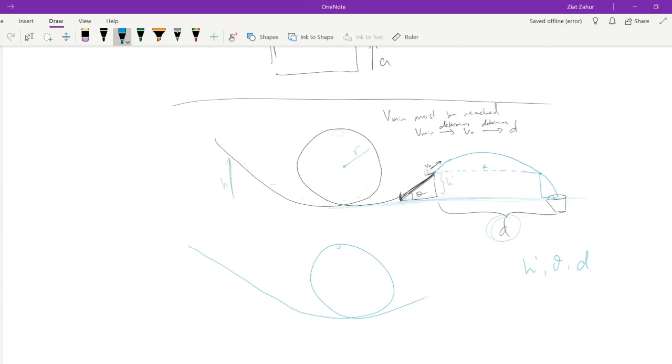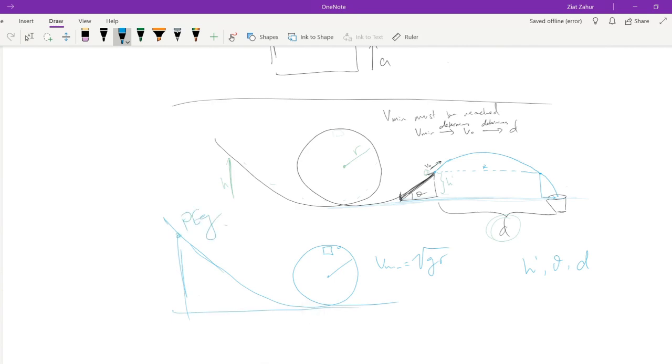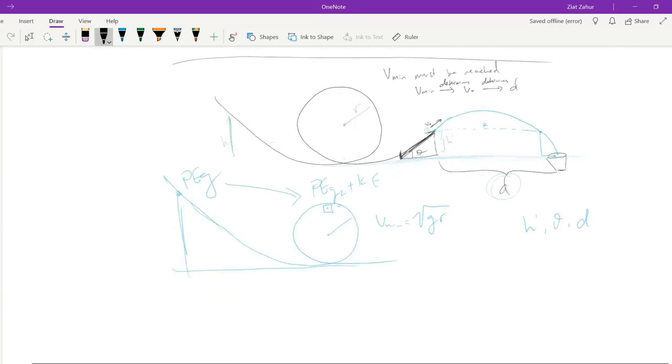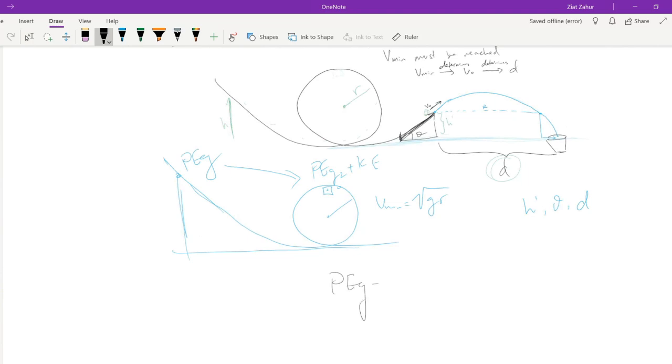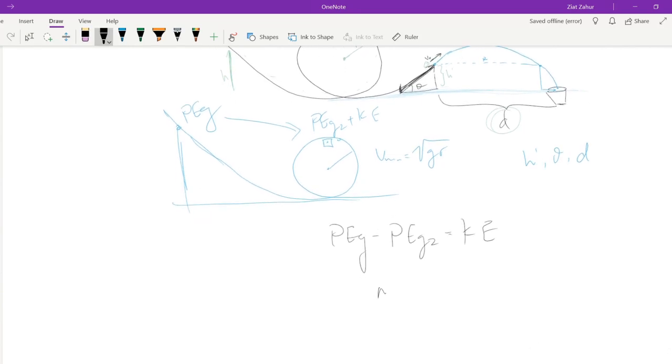You definitely have to go more than the height here. Let's see. How do I find V min? Well, V min is root gr, right? V min equals the square root of gr. And so if I start from here, we start from pure PEg, and here we would have PEg2 and KE. So PEg minus PEg2 has to equal KE. And so mg times the height difference. The height difference is h where you're starting from minus the diameter 2r, and this must equal 1/2 m times velocity squared, which is root gr squared.